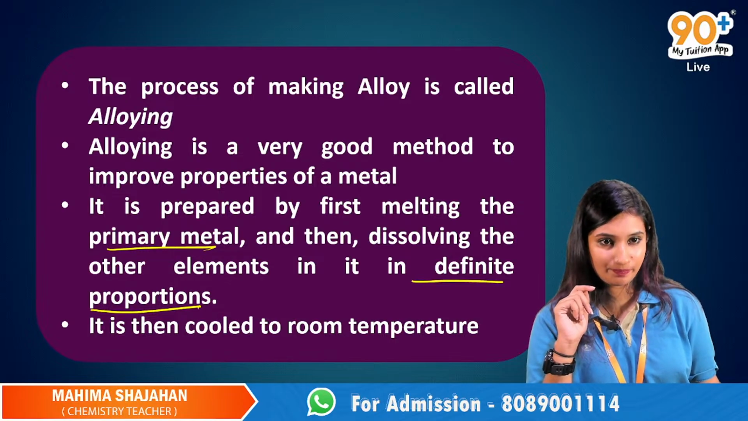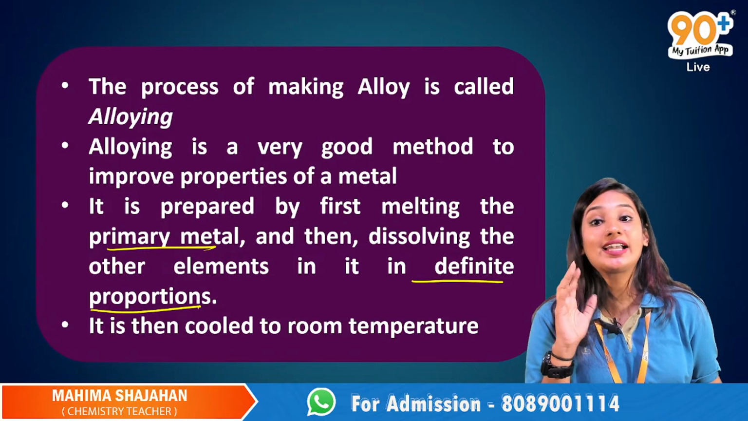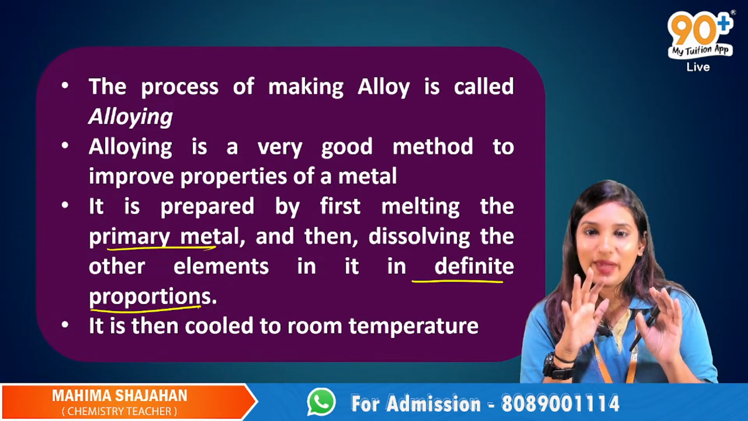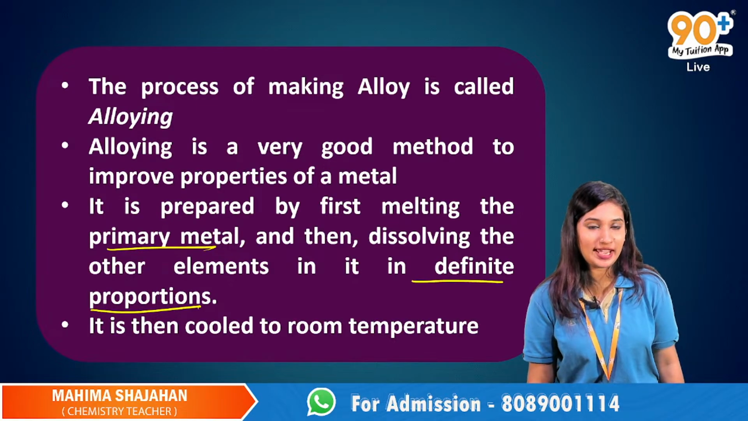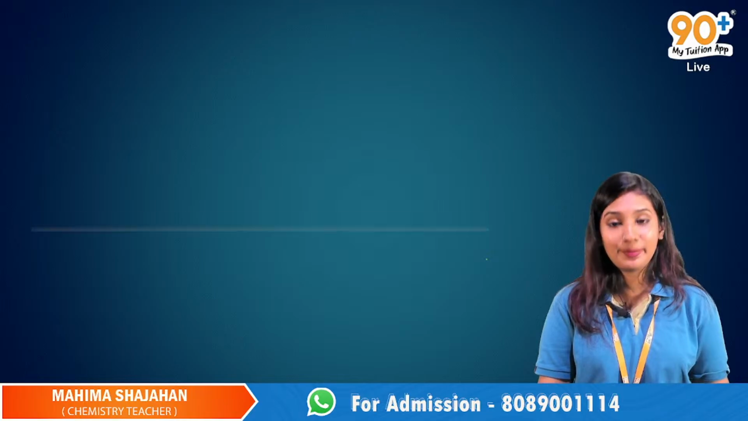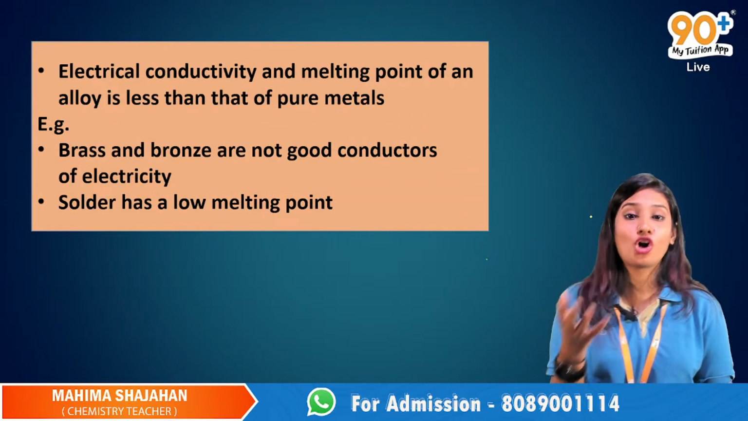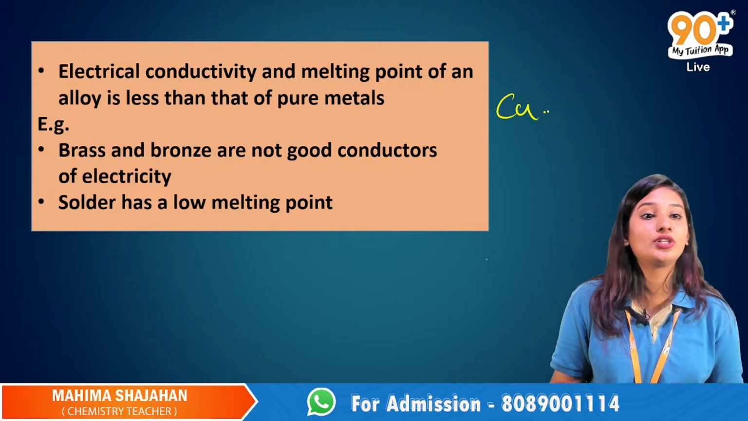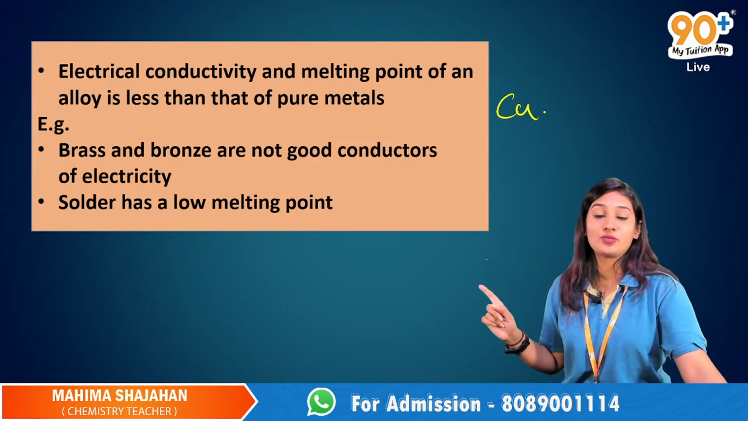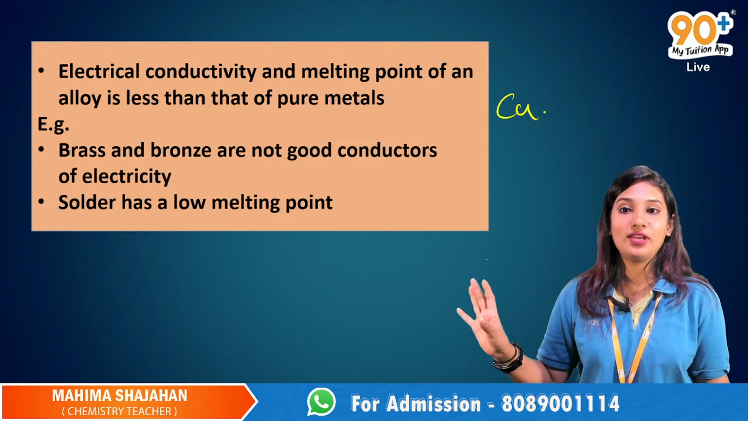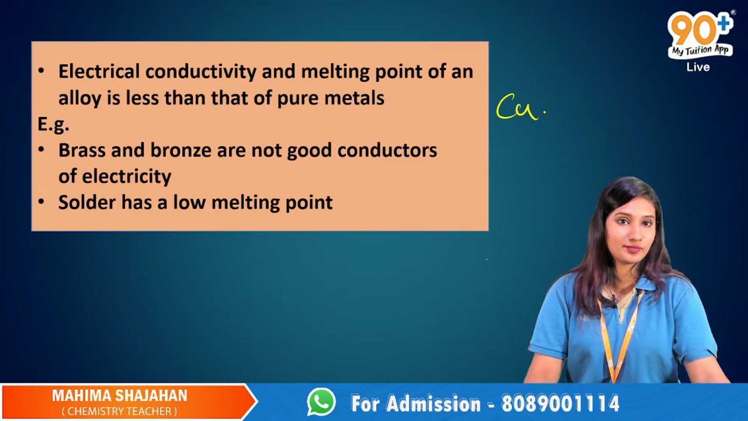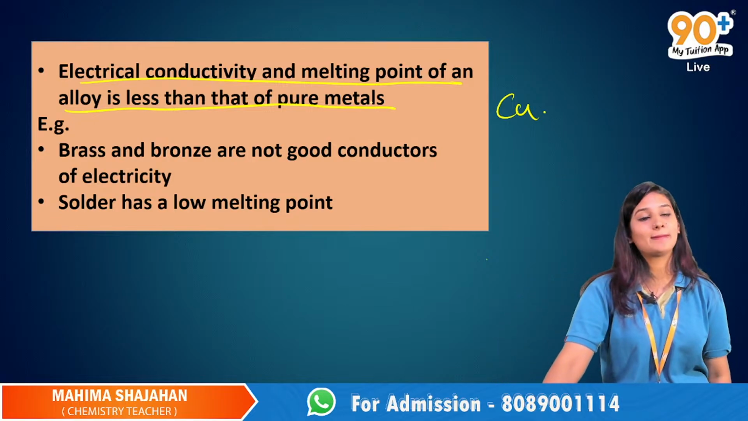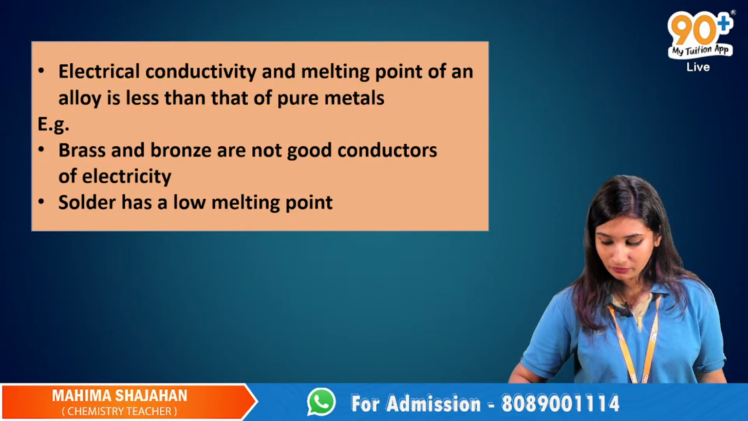But there is a slight problem. The problem is electrical conductivity. The electrical conductivity and melting point of alloys will always be less than that of the pure metal. For example, brass and bronze are alloys of copper. They are not actually good conductors of electricity, but copper is. Now, what about solder, which is an alloy of lead and tin? Solder has a very low melting point. So remember that the electrical conductivity and melting point of an alloy is less than that of pure metals. You can note this point. Is it clear?